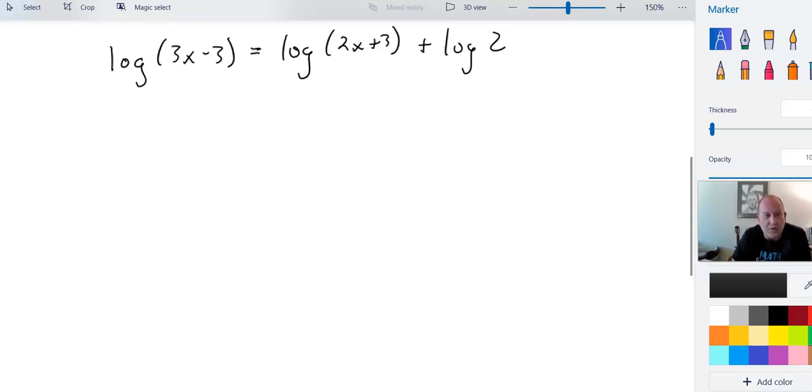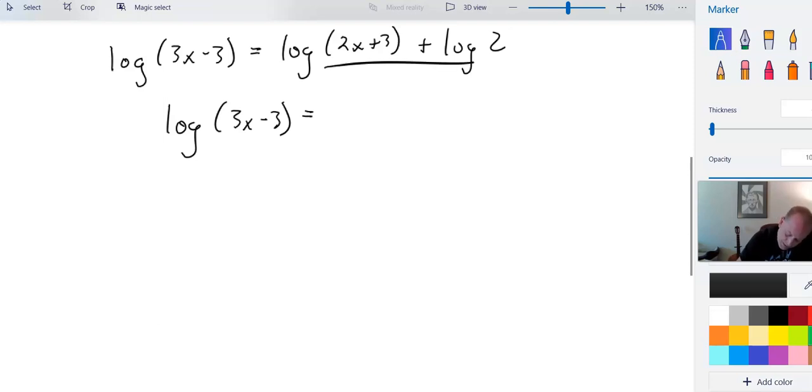Okay, so there's more than one way to get a hold of these things, but I think probably the nicest way to go, since I have logs on both sides now, is to combine all the logs together on whatever sides I can. So I'm going to combine these two guys into log of 2 times 2x plus 3. Right?